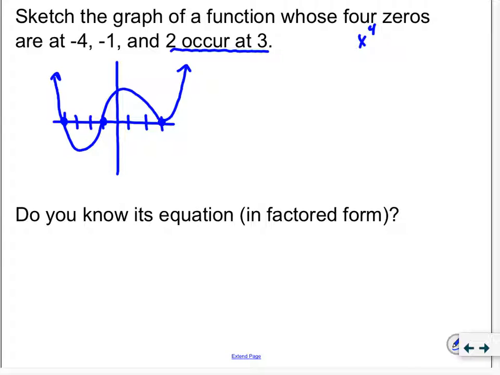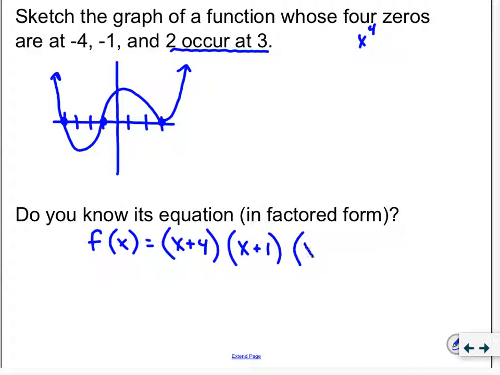Do you know what the equation is in factored form? So let's see, we got f of x equals. How about we start with an x plus 4 because the 0 is at negative 4. We have an x plus 1 because the 0 is at negative 1. And check this out. You can write, if you want, 2 x minus 3's. But we know since 2 of them are occurring that it's going to be the square of x minus 3.